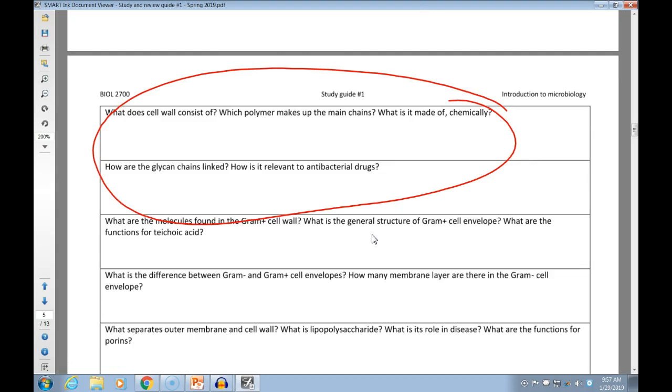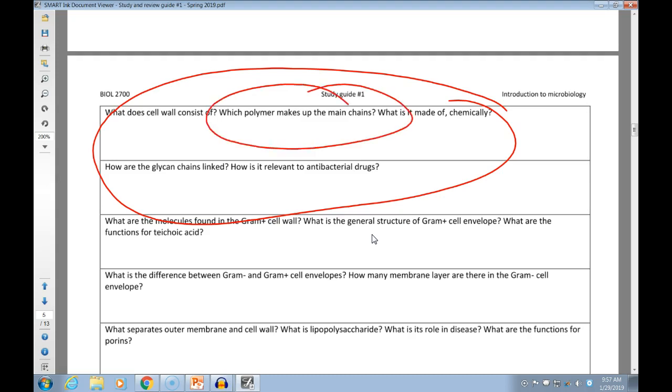Now, I got a question about this. You have to be able to distinguish first and foremost gram-positives, gram-negatives. So gram-positives, cytoplasmic membrane, thick wall. Wall contains teichoic acids, which are virulence factors. Gram-negatives, cytoplasmic membrane, thin cell wall, outer membrane. Outer membrane contains lipopolysaccharides and porins. Lipopolysaccharides are virulence factors. Porins facilitate transport.